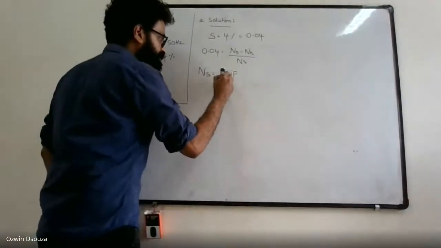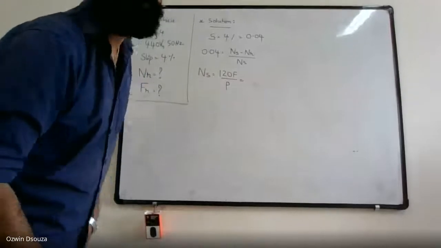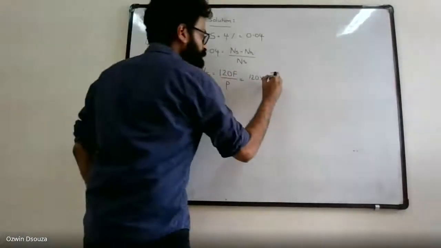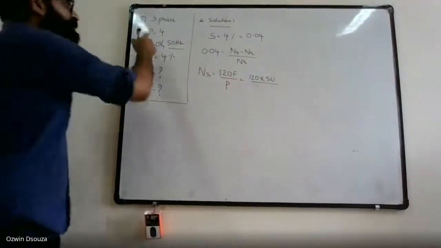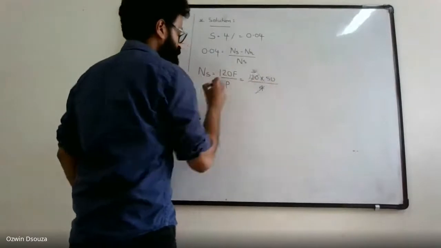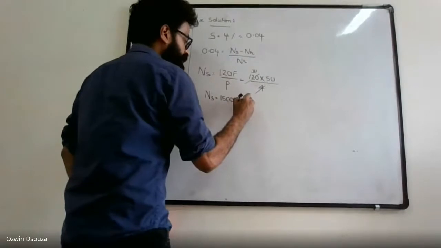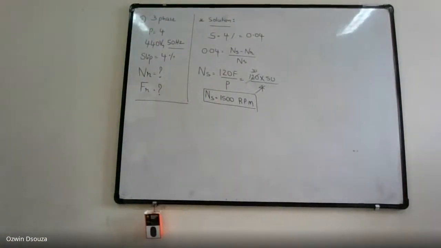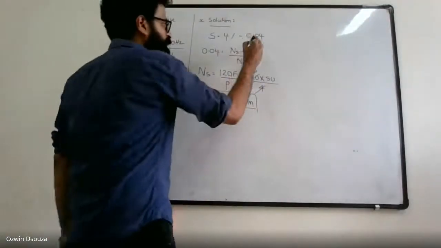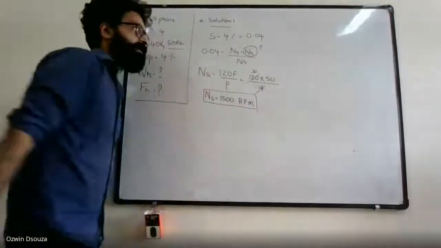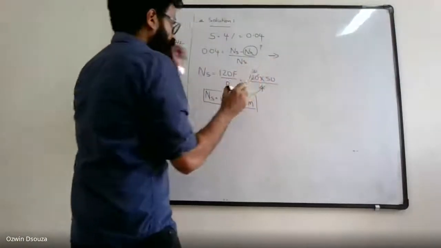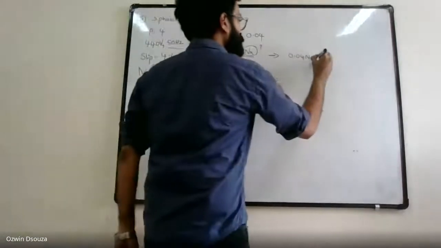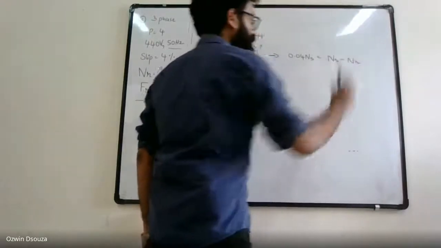ns is 120 f by P, or 120 into f. What is f? Frequency 50 hertz, divided by P. P is equal to 4. So ns is 1500 RPM. Once ns is known, you can find out nr. From this, you can cross multiply and say that 0.04 ns is equal to ns minus nr.